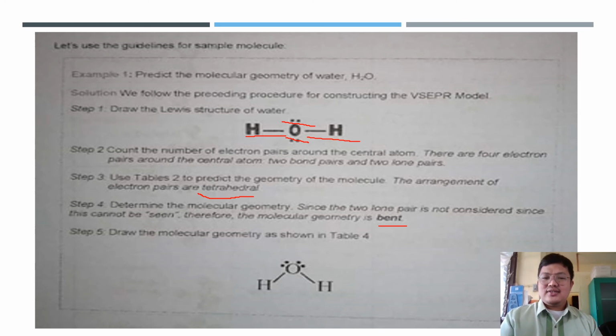And that leads us to step number 5. Draw the molecular geometry as shown in table 4. Ganyan, bent na siya. Hindi siya linear because of the presence of the lone pairs. Ayan, may mga lone pairs tayo dyan. So I hope you're able to get it.